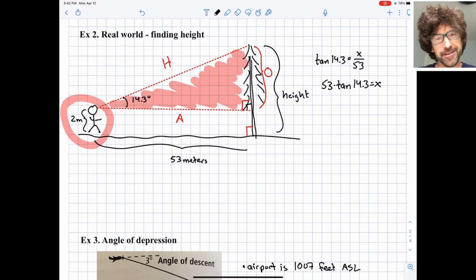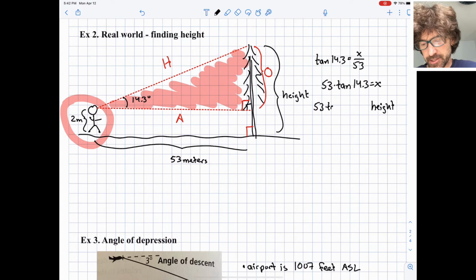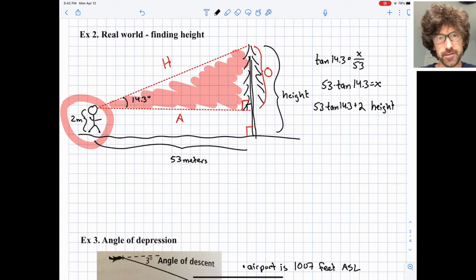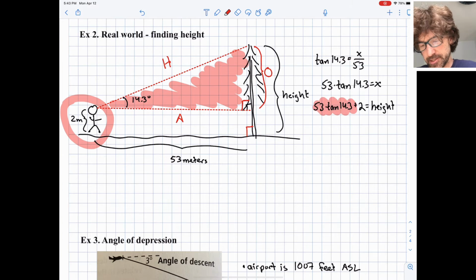I'm actually going to try to do everything in my calculator at the very end. And so I hope you can see that my full height is 53 times the tangent of 14.3 plus 2 meters. Okay, we're adding on the 2-meter eye height of the person doing the sighting. So that would be the full height of my tree. That would be my answer right there. And we can go to our calculator and determine that number.